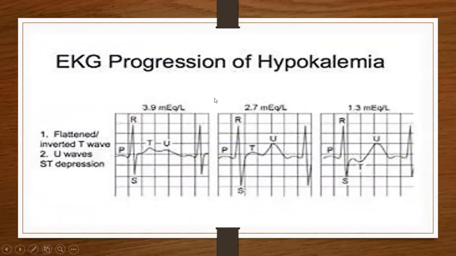Here's just another illustration of hypokalemia, where you have the flattened inverted T. So you look at our T wave here, whereas with our hyperkalemia, that T is going to be really tall. And here's our tall U wave with hypokalemia, whereas with hyper, we'll see the tall T and the small U.